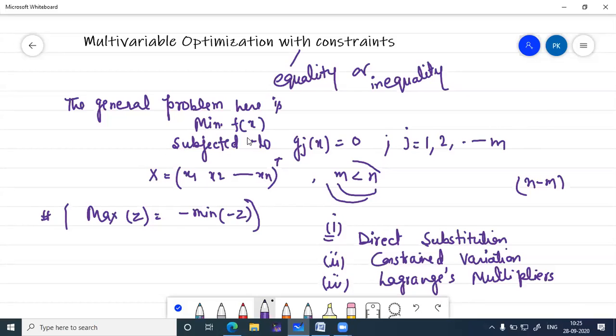And this method has a disadvantage that it appears to be simple, but it's not as simple. If we have a larger number of variables, then it becomes typical to solve this problem with this method. So this is for the case when we have fewer variables here. So I'm going to take a problem which we are going to solve using the direct substitution technique here.